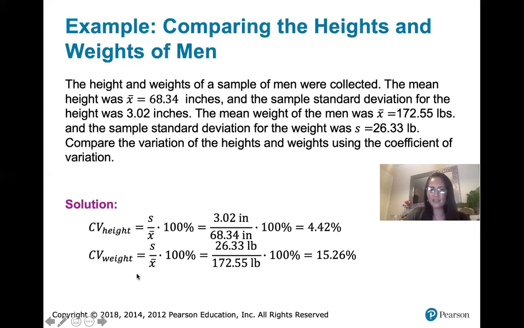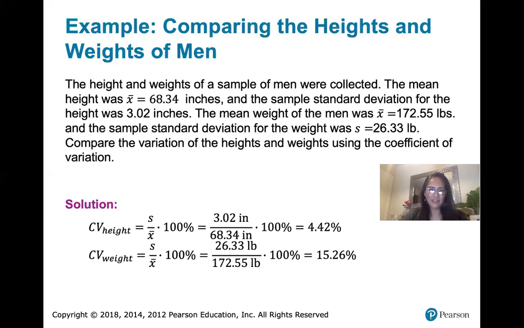Now let's do the same thing for the weights. The sample standard deviation for the weights was 26.33 pounds, and the sample mean for the weights of these men was 172.55 pounds. So we take that proportion, we multiply by 100%, and we get approximately a 15% coefficient of variation for the weights. So I think this agrees with my intuition at least. Men's weights tend to vary much more than their heights do.